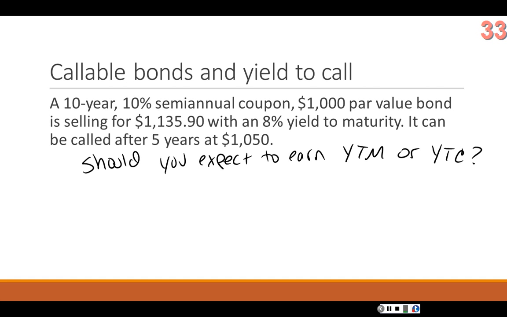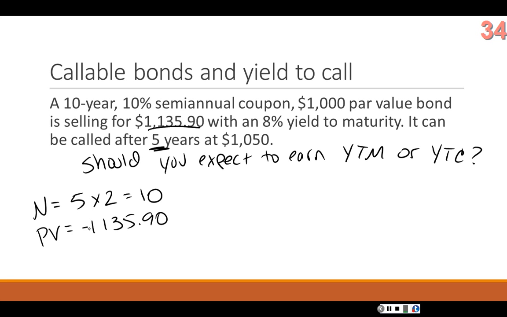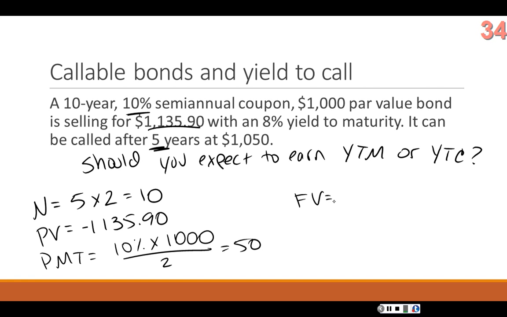So first we need to calculate the yield to call. So here, after 5 years, it can be called. This is a semi-annual bond. So N would be equal to 5 times 2 to give us 10. We're wanting to know the yield to call, so that would be the interest rate here, the IY. The current price of this bond, $1,135.90. When you put this in your calculator, you do need to make sure that you put a negative sign there. The payment, the coupon rate is 10%, so 10% times the par value, $1,000, divided by the number of periods per year, so that gives you 50. And the future value here is equal to the par value plus the call premium, so the $1,050. They're having to pay more than the par value to be able to call a bond.